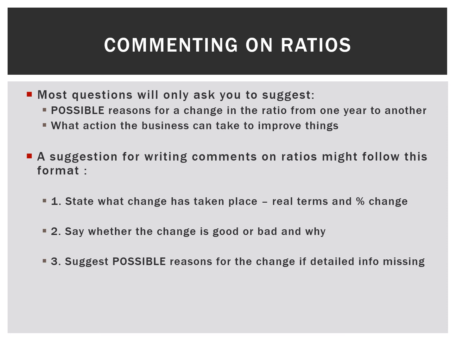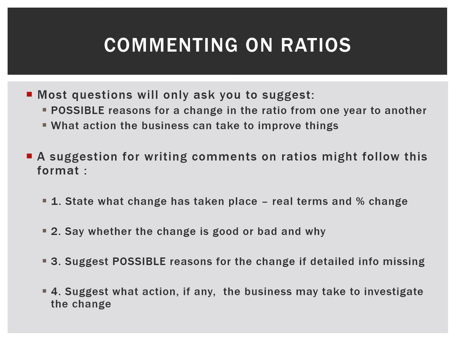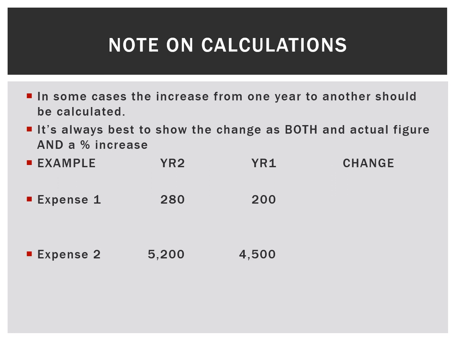And then you need to suggest possible reasons for the change, and then finally suggest what the business needs to do if there's improvement needed. For example, if the trade receivables debtor days figure has increased, so customers are taking longer to pay, then the company really ought to review its credit control procedures, that sort of thing. So that's just a suggestion of how you might approach the written questions commenting on the ratios. As I say, we'll look at these in more detail later on.